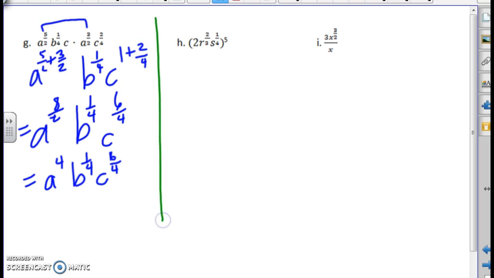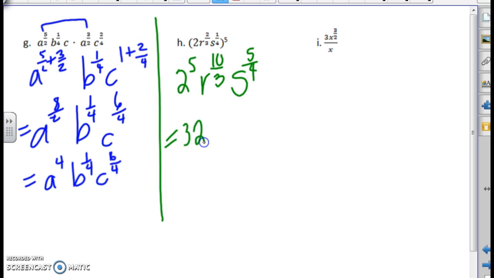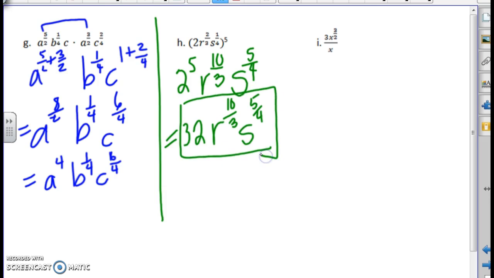We finished this one. So we need to distribute this 5 exponent. So it becomes 2 to the 5th, r to the 10 thirds, and then s to the 5/4. Sorry about the writing, these styluses are not that great. So then 2 to the 5th we know is 32. We have r to the 10 thirds power, and then s to the 5/4 power. All good there. Okay, no big deal.